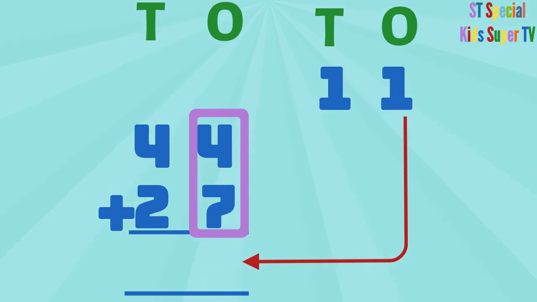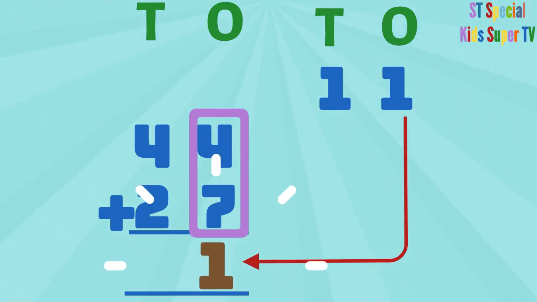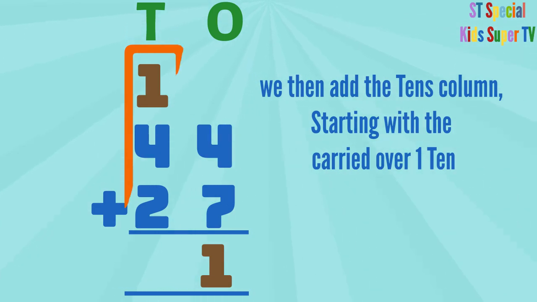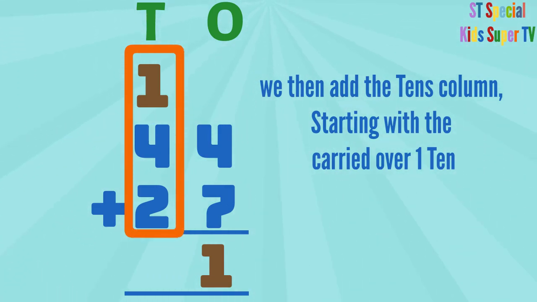You write 1 under the ones column, then you carry the other one over to the tens column. We then add the tens column, starting with the carried over 1 ten.